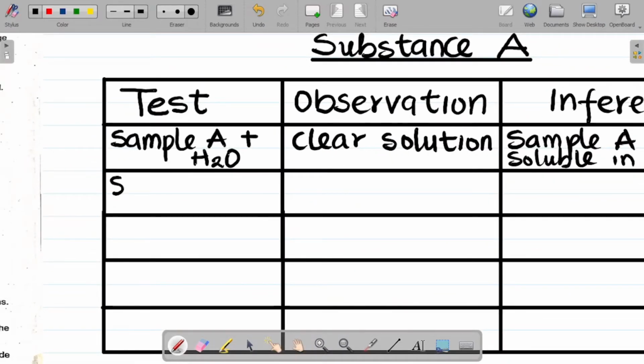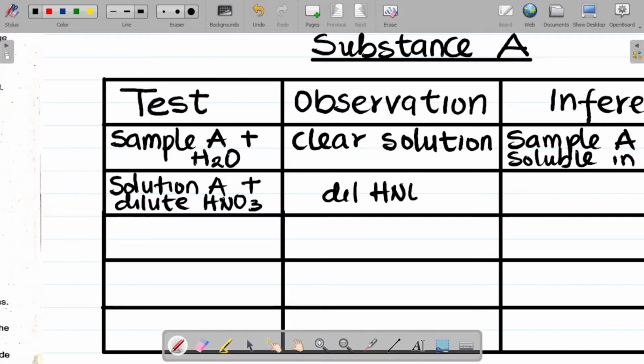So you can say solution A plus, they said dilute, so I'm going to write dilute HNO3. If there's no space to write dilute, you can just write DIL HNO3. This still works. I'm just saying if there's not enough space under the test, you can write DIL HNO3 instead of the full dilute. It's still correct.